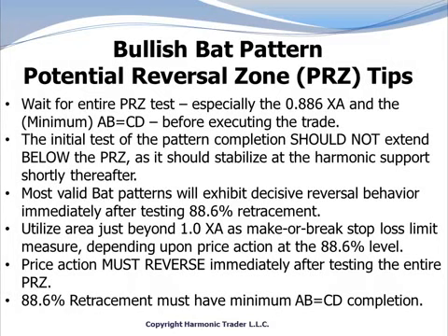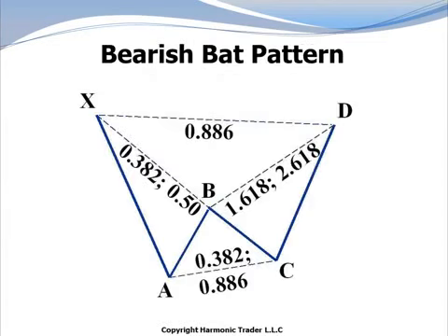We want to utilize the area just beyond the 1.0 XA measurement as the make or break stop loss limit measure. Again, this depends upon the price action at the .886 level, but anything beyond the 1.0 will invalidate the structure. Price action must reverse immediately after testing this PRZ. Also remember, the .886 retracement must have that minimum ABCD completion. Can't stress that enough.